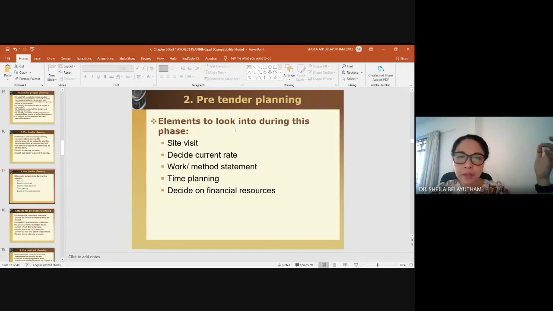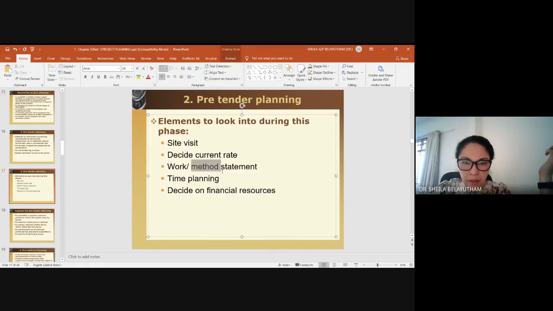Material price changes, especially for imported or exported materials, affect the economy quite a lot. Method statement: any simple method for how you are going to conduct your construction. What is the selection of the method? Because the determination of the method would provide you the cost.